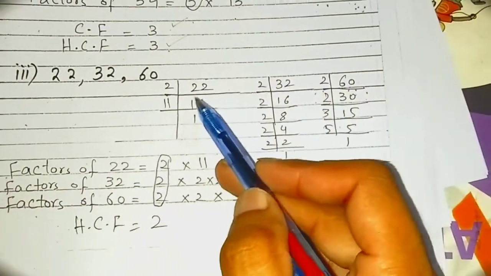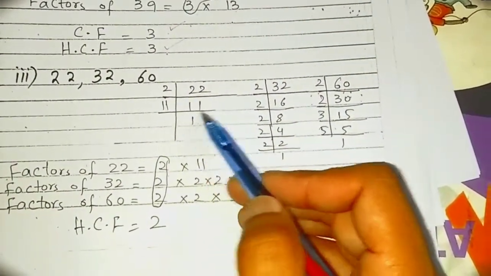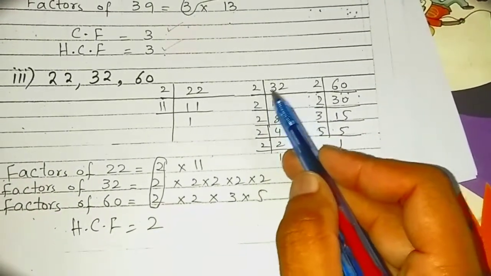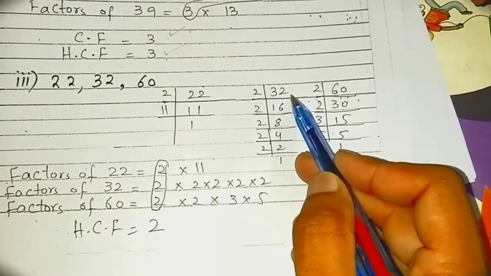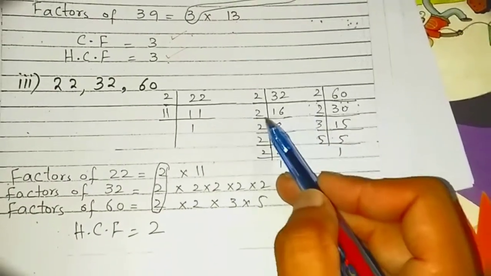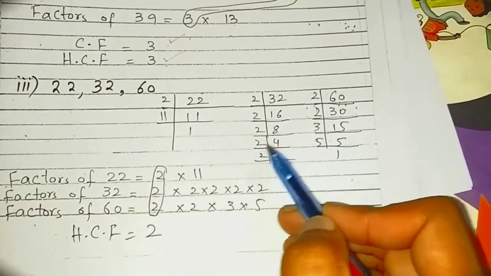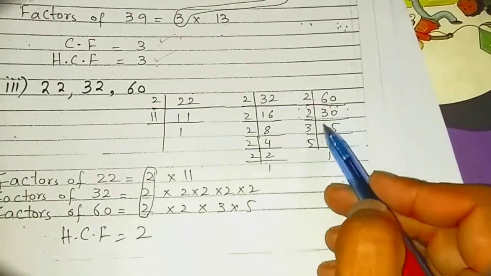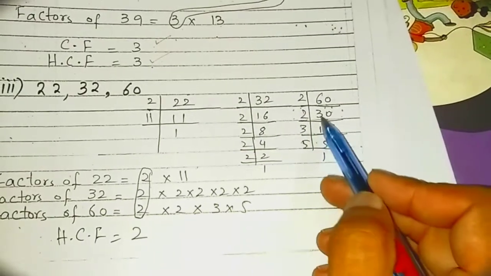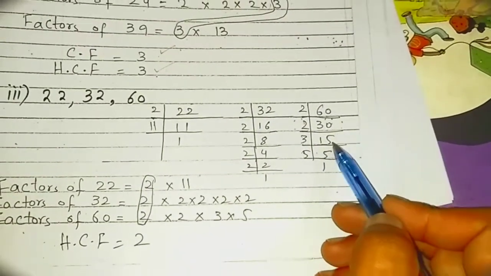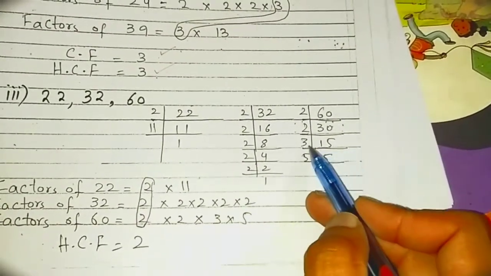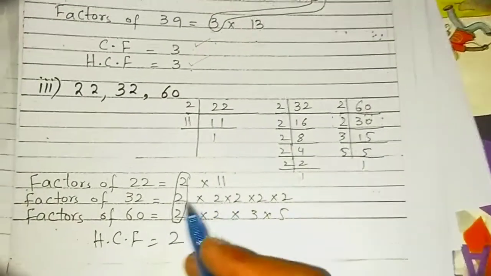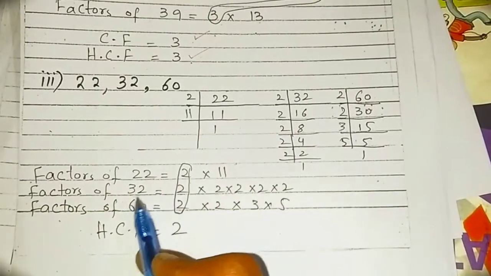In the third part we are provided with 22, 32 and 60. So factors of 22 are 2 1 is 2, 11 1 is 11, 2 into 11. Factors of 32 are 2 1 is 2, 2 6 is 12, 2 8 is 16, 2 4 is 8, 2 2 is 4 and 2 1 is 2. Next factors of 60 are 2 3 is 6, 2 0 is 0, 2 1 is 2, 2 5 is 10. Now it is divisible by 3, 3 5 is 15 and 5 1 is 5.